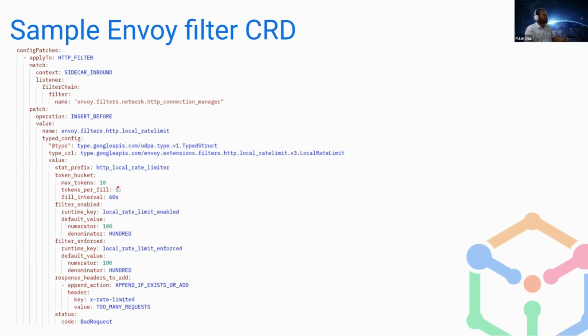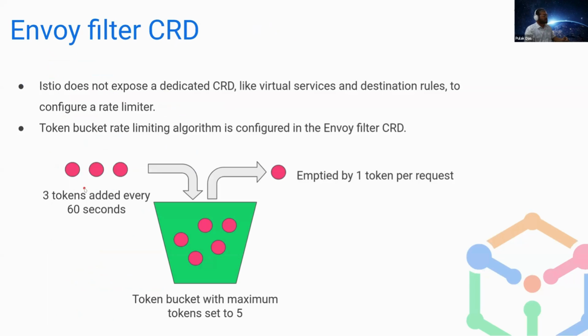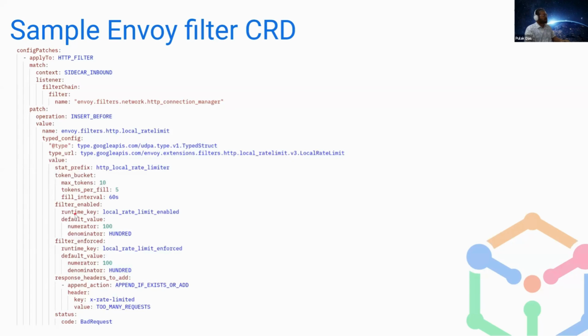Anyways, the main things here: you can ignore a lot of the stat prefix here. That is for the metric side of things. The main thing here is the token bucket. Again, as you can see, just like in the picture, we set it to 5 with 3 tokens every 60 seconds. Here we have it at 10 tokens maximum with 5 tokens per fill, and every 60 seconds, 5 more will get added.